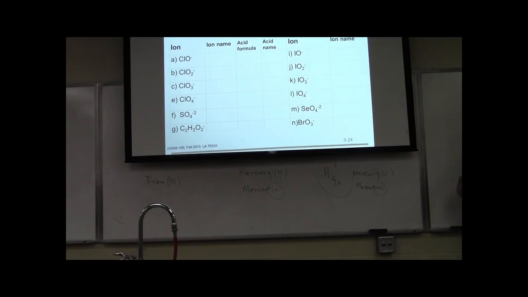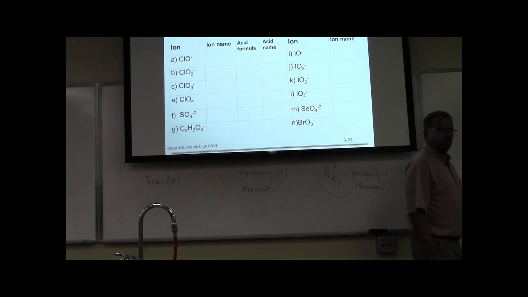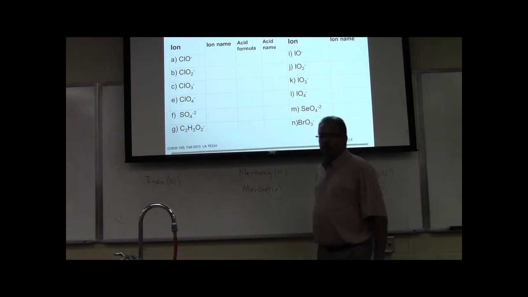Now, you start with the middle one. This is called chloric acid. Now, this has 1 less oxygen in there, HClO2. What would you call it?